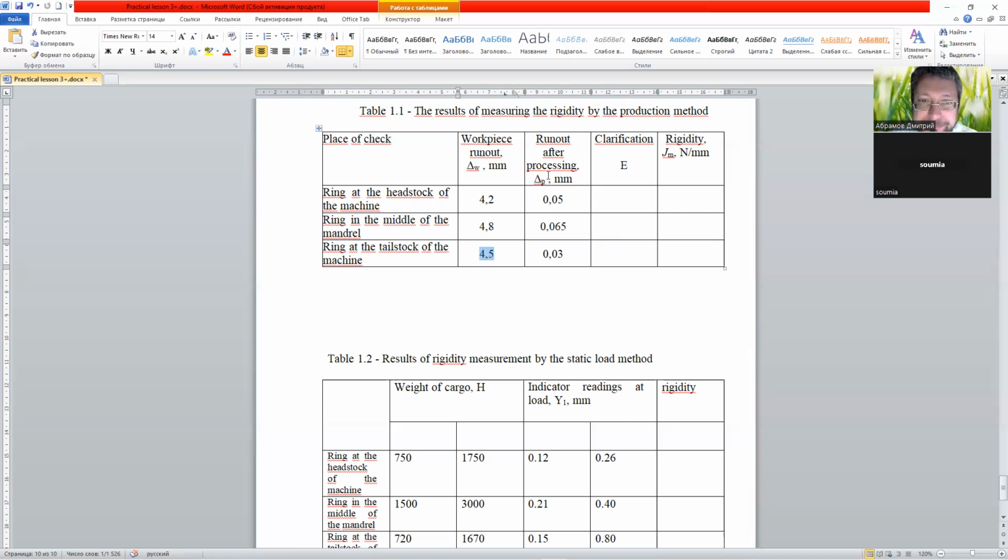Delta_P is the runout after processing. Delta_W is the workpiece runout, and after processing, after cutting, we have delta_P. For the first ring at the headstock of the machine, it is equal to 0.05 millimeters. For the middle ring, it is equal to 0.065 millimeters. And for the third ring at the tailstock of the machine, it is equal to 0.03 millimeters.